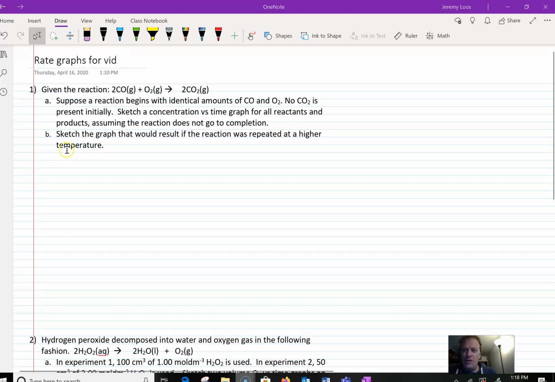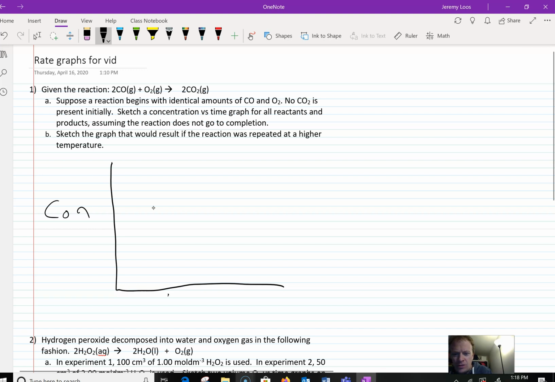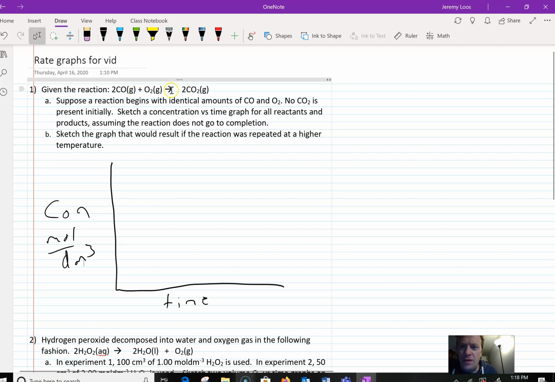So let's just start there, and we'll worry about B later. Okay, so we're just going to make some axes here, so we'll just label them generally concentration versus time. Now, it doesn't really give us a time unit. Concentration is going to be mole per cubic decimeter. Okay, so the first thing we have to remember is that the concentration of the reactants is going to go down and the concentration of the products is going to go up.